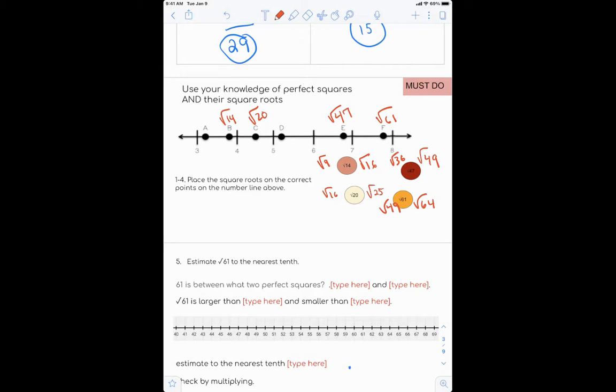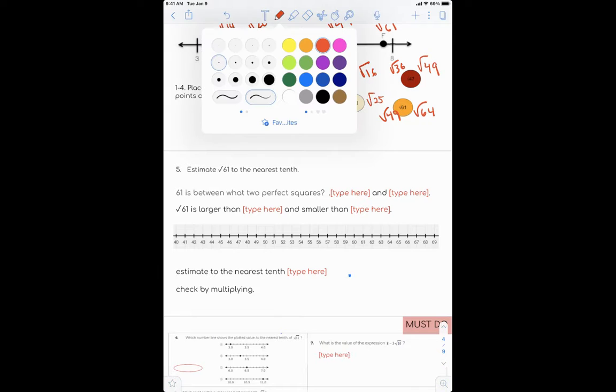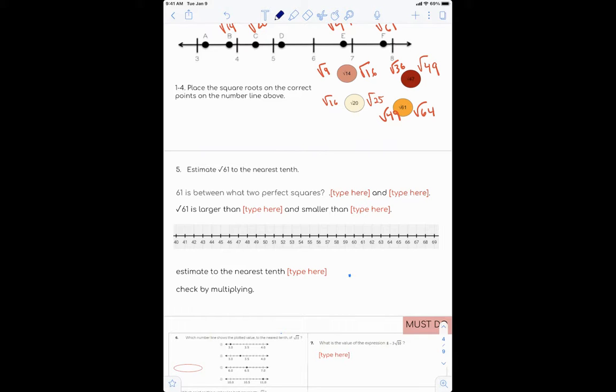So the next thing we're going to do is estimate the square root of 61 to the nearest tenth. Again, we're going to be using our knowledge of perfect squares. I first have to ask myself, which two perfect squares is 61 between? We sort of reviewed these already up above. I know it's between 49 and 64.